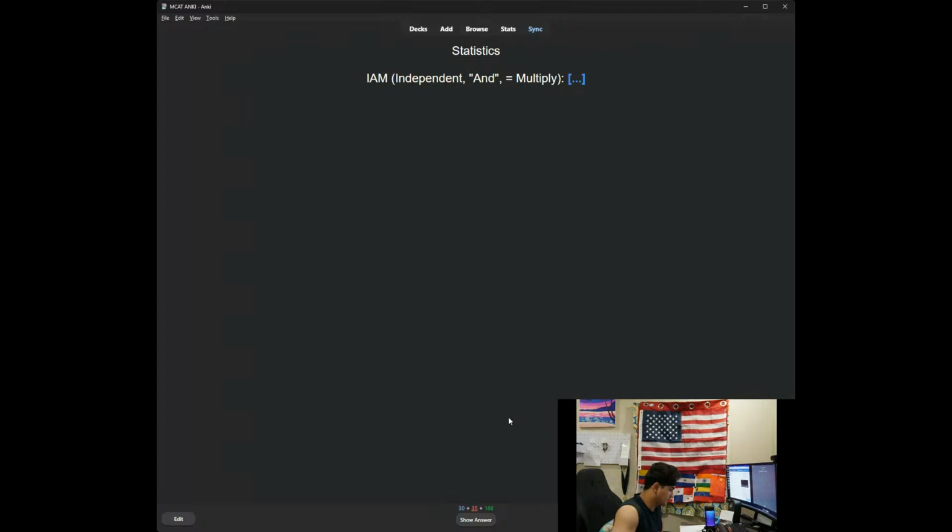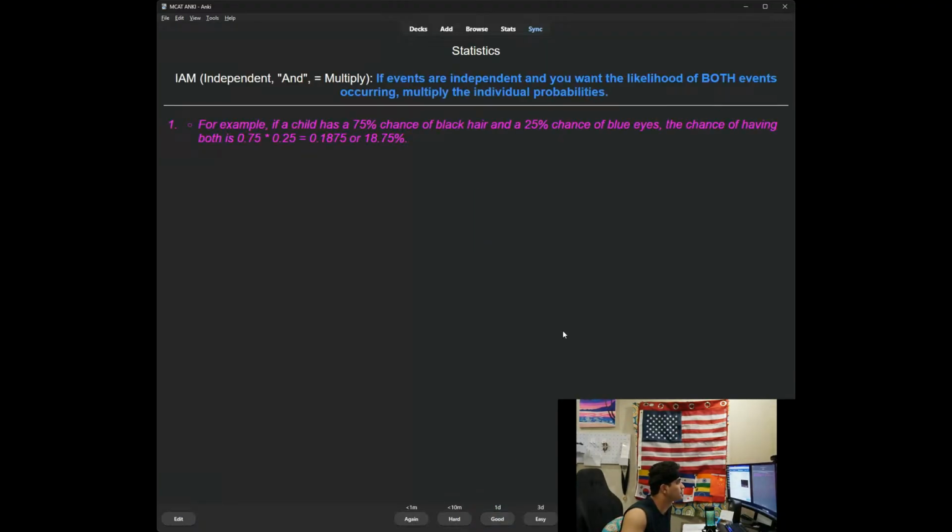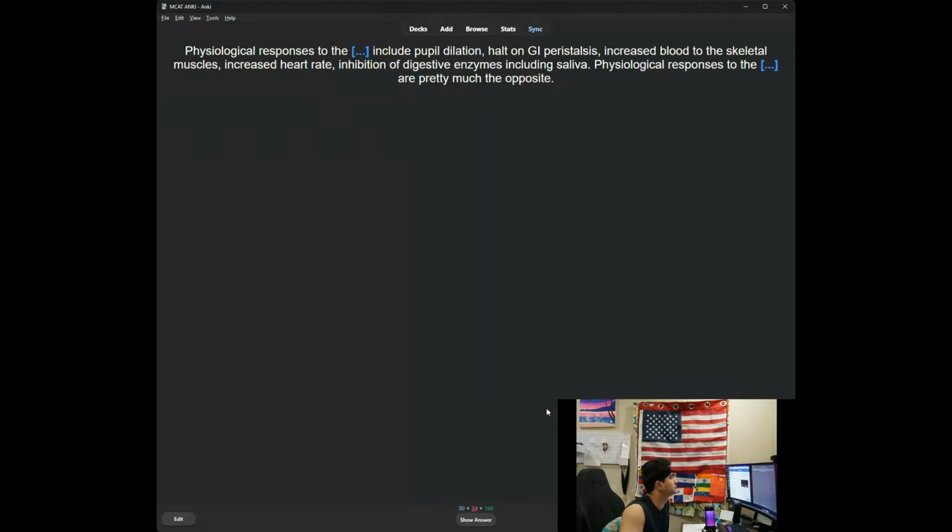So, given the probabilities of two independent events, if you want to find out the likelihood of both events occurring, you're going to multiply those independent probabilities together. Let's go. Spot on, dude.